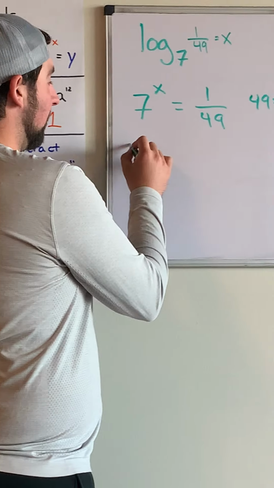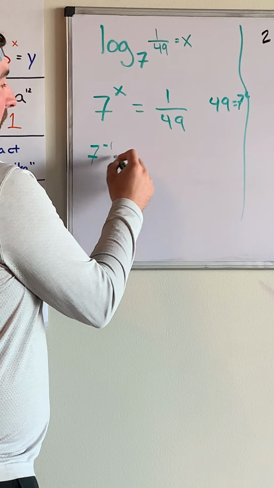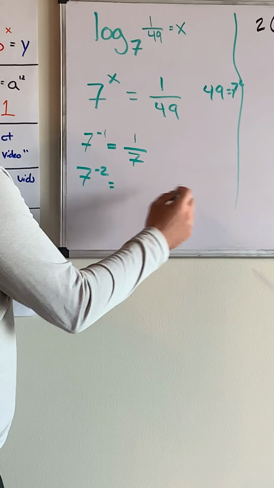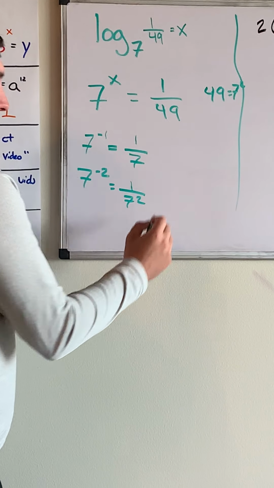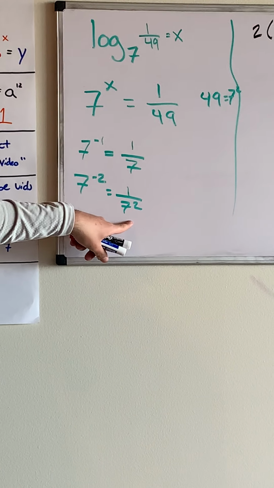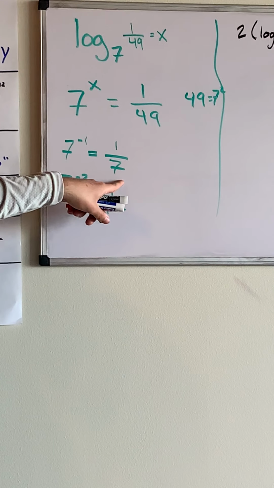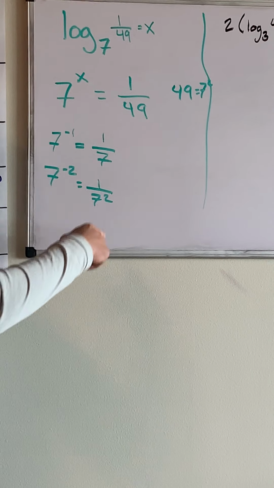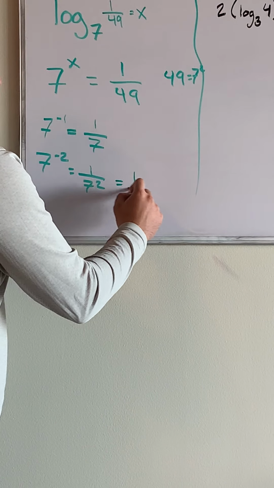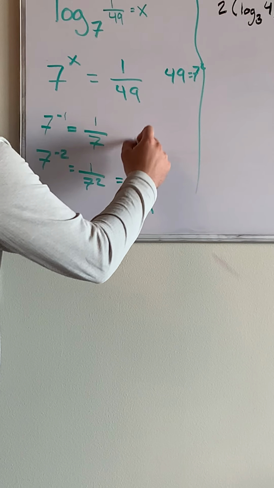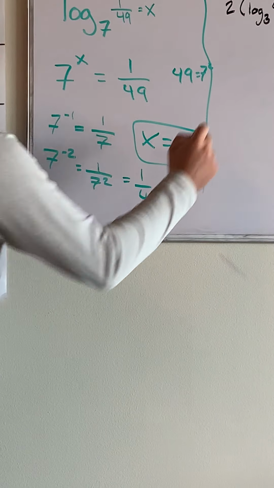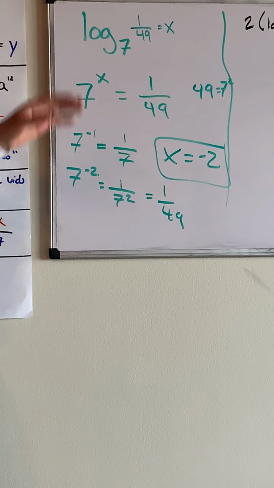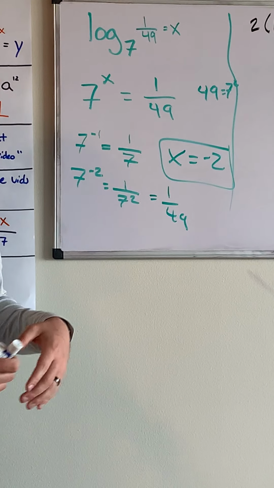7 to the negative 1 is 1 over 7. 7 to the negative 2 is 1 over 7 squared, because the negative puts it down below. Negative 1 puts it below. So 7 to the negative 2 is 1 over 7 squared, which is 1/49. So here my x must equal negative 2. I would highly encourage you to use a calculator when you start to see fractions, and you can double check all this material.